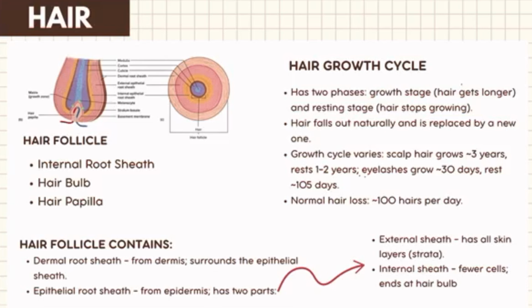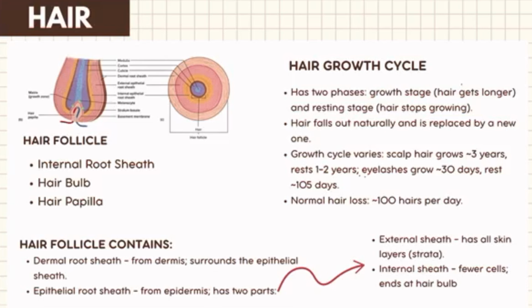For the hair follicle, it is like a tunnel in the skin where the hair grows. Inside it, the internal root sheath holds the hair in place. Then the hair bulb is found at the bottom of the follicle and it helps make new hair, while the hair papilla has blood vessels that give nutrients for the hair growth.